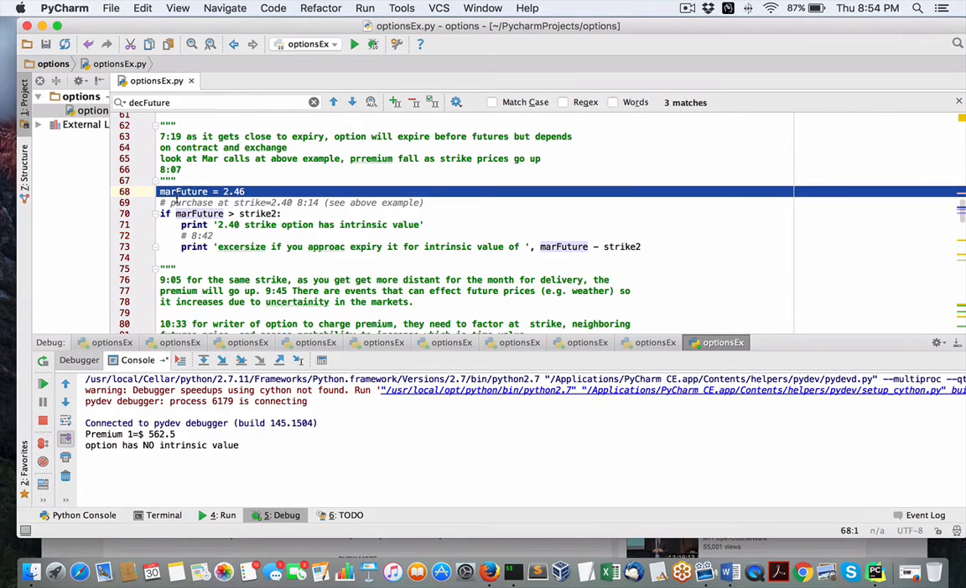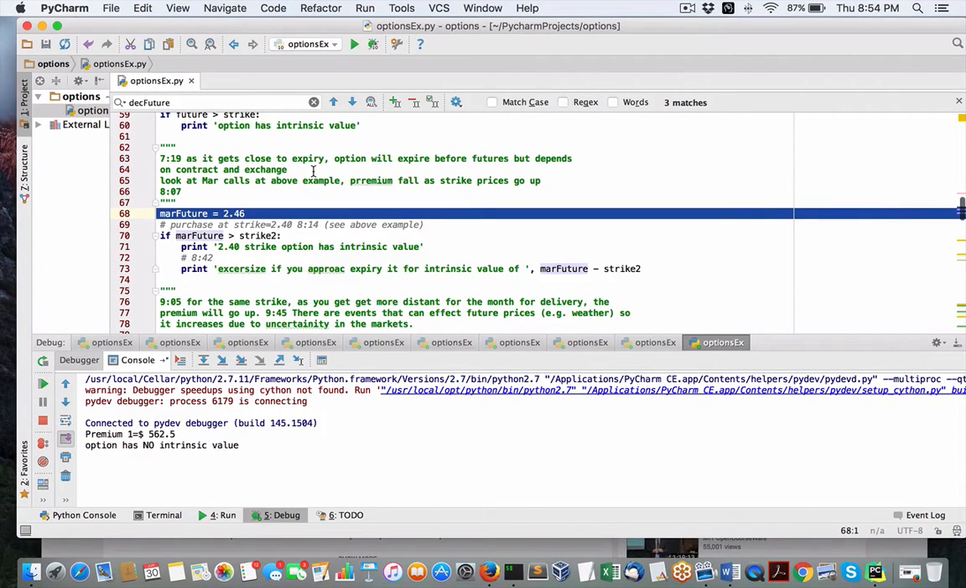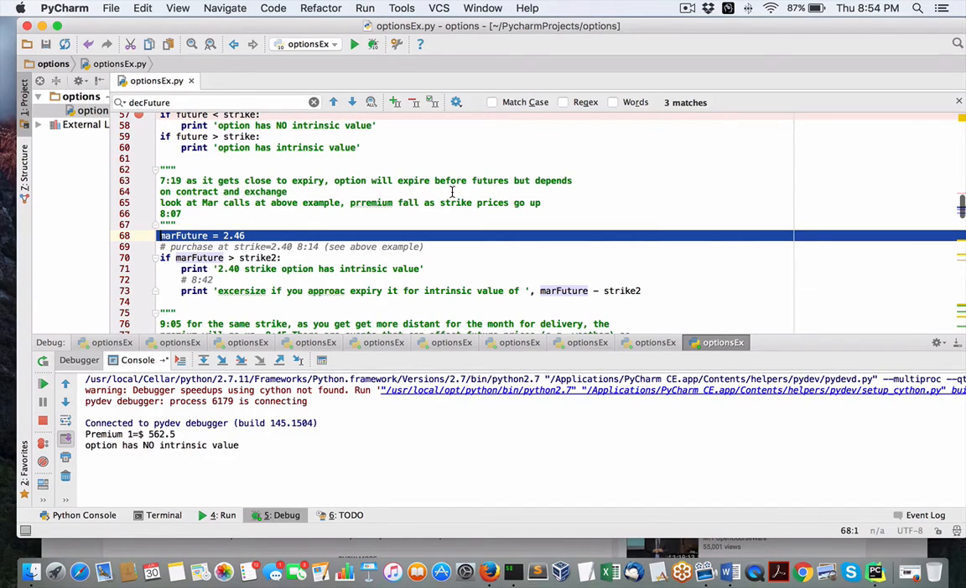All right, next example. We have a March future of 246. I believe, which one is this? Is it a call or a put? As it gets closer to expiry, the option will expire before futures, but that depends on the contract and the exchange. Look at the market March calls. These are what we're doing, our March calls as an example, and the premium will fall as strike prices go up. Again, I highly recommend you watch that video to get the full detail of it.